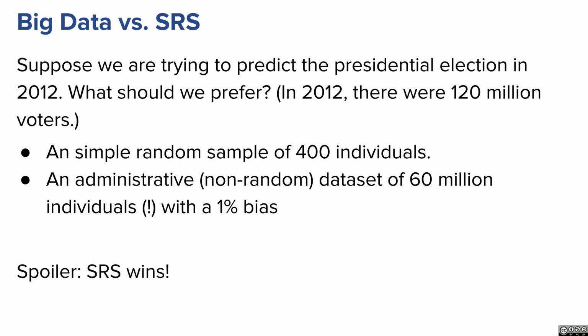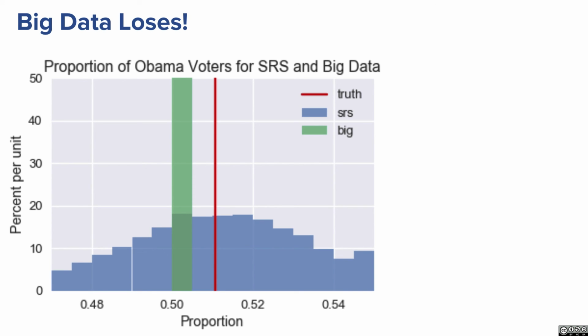And what do I mean by wins? I mean this. When I take my simple random sample and make a confidence interval from it, which means that from Data 8, I will bootstrap that sample and come up with a bunch of different sample proportions. And I do the same thing for a large administrative data set, and I plot the true proportion of voters for Obama on the red line here. What you see is that although the simple random sample distribution is very wide, the confidence interval for this particular sample will contain the true value, the true proportion of Obama voters.